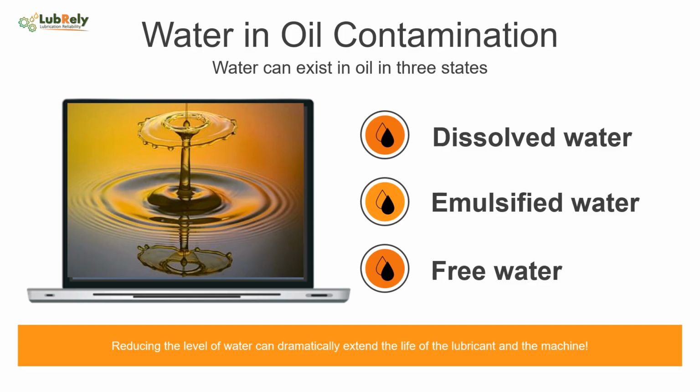The first state is known as dissolved water. This you can compare to moisture in the air on a humid day. Too small to see. Thereby, depending on the temperature and age of the oil, an oil can contain a significant concentration of dissolved water, with no visible indication of its presence.